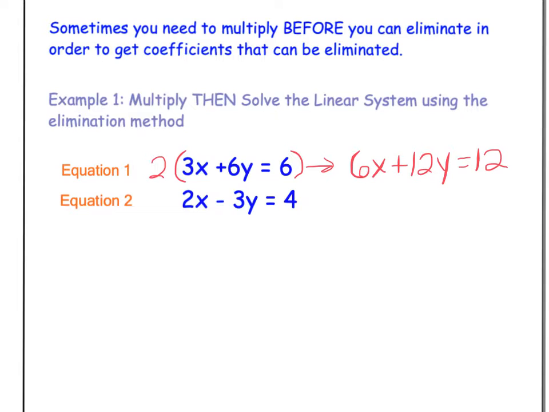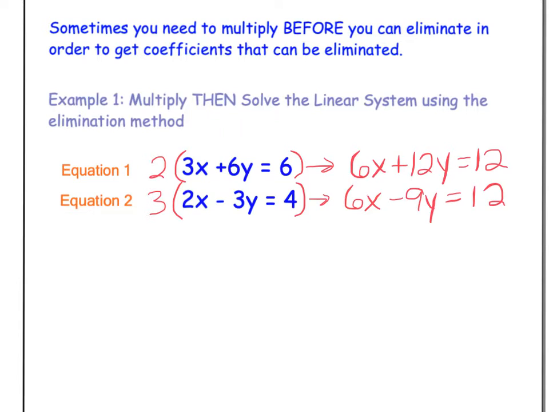You need to do the same thing downstairs. But remember, I'm trying to get that x to have a 6 in front of it. So I would multiply by 3. Now you can see that your equations have the same coefficients out front of the x. And it becomes the same lesson as the previous video.